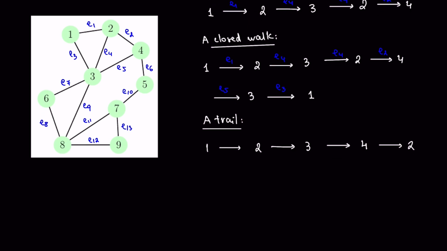So you have a repeated vertex here, that is the vertex 2, and the edges that you use to follow this are going to be E1, E4, E5, and E2. And as you can see, there's no repeated edge in this trail. So what I did is I go from 1 to 2, from 2 to 3, from 3 to 4, and from 4 to 2.